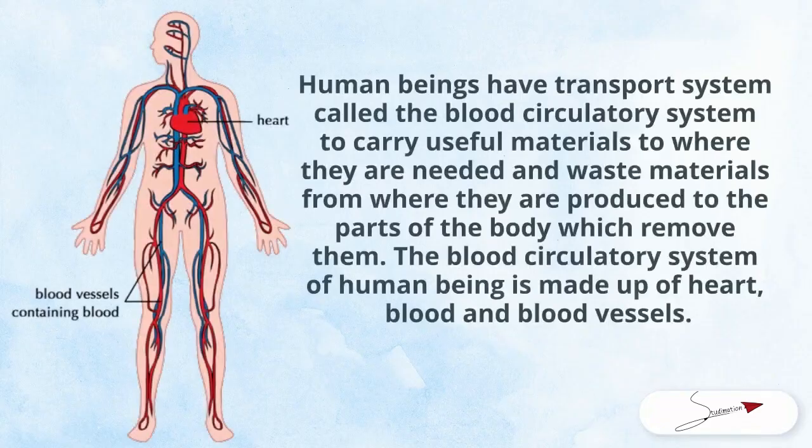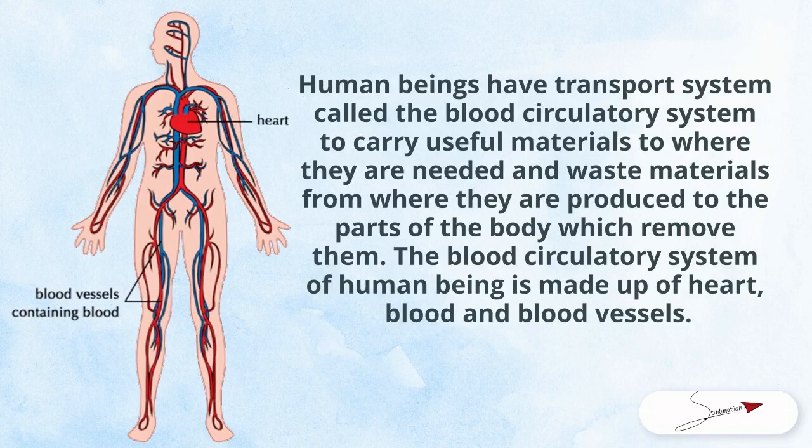Human beings have a transport system called the blood circulatory system to carry useful materials to where they're needed and waste materials from where they're produced to the parts of the body which remove them.